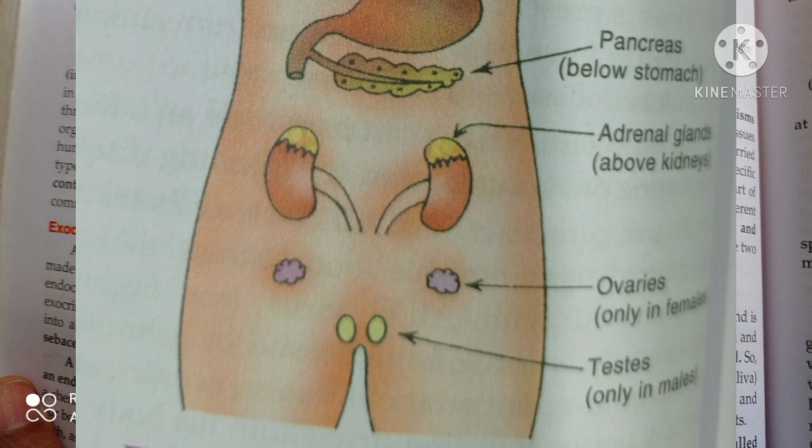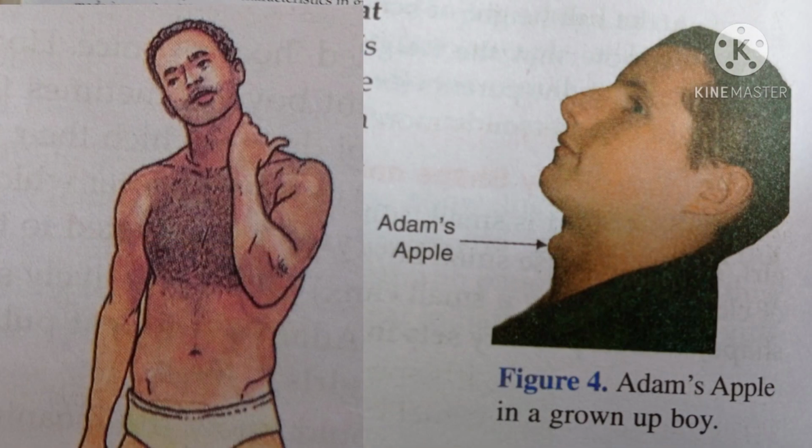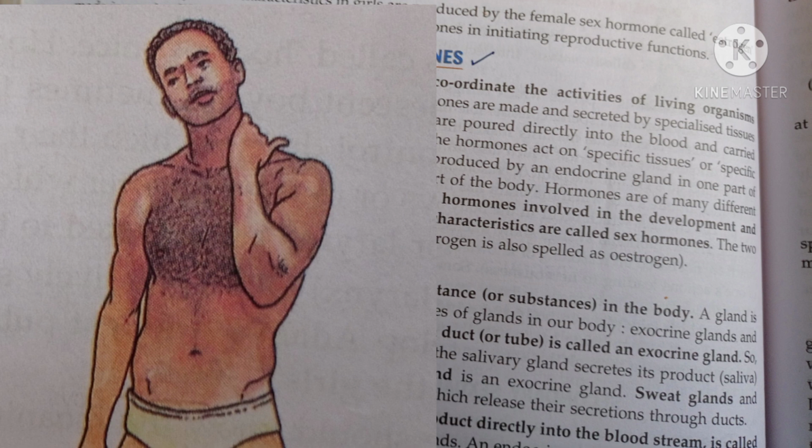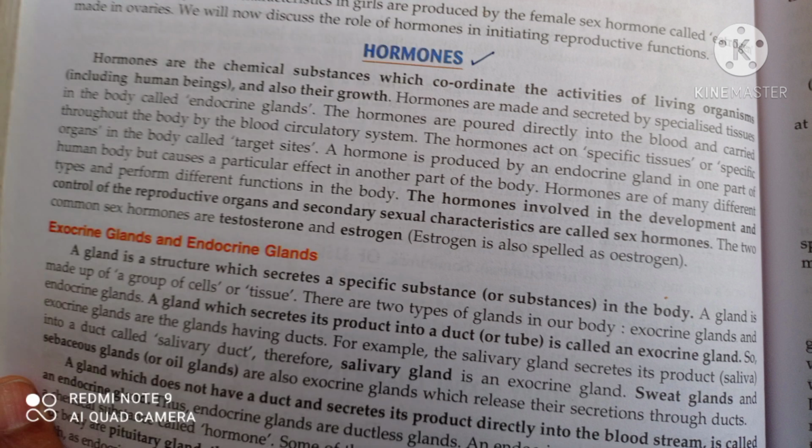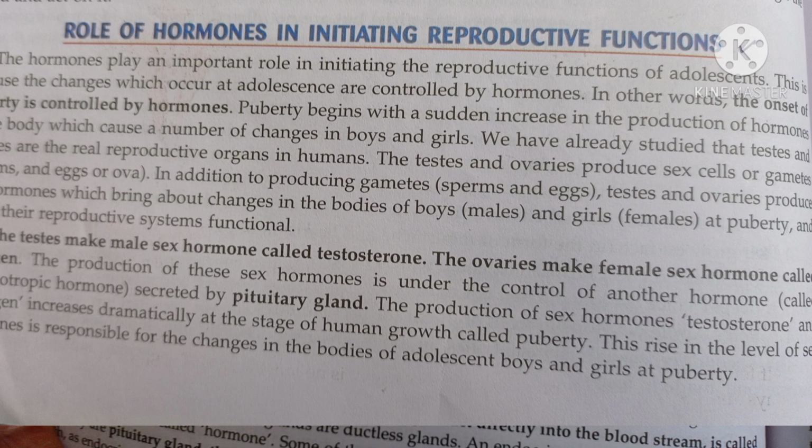Hormones do not act at the place where they are formed. They act at different target sites. For example, testosterone is released by the gland called testis. Because of this testosterone, the appearance of facial hair, then Adam's apple, etc. are seen, which is found in the face, and the hormone is not produced in the face, it is produced in the testis.